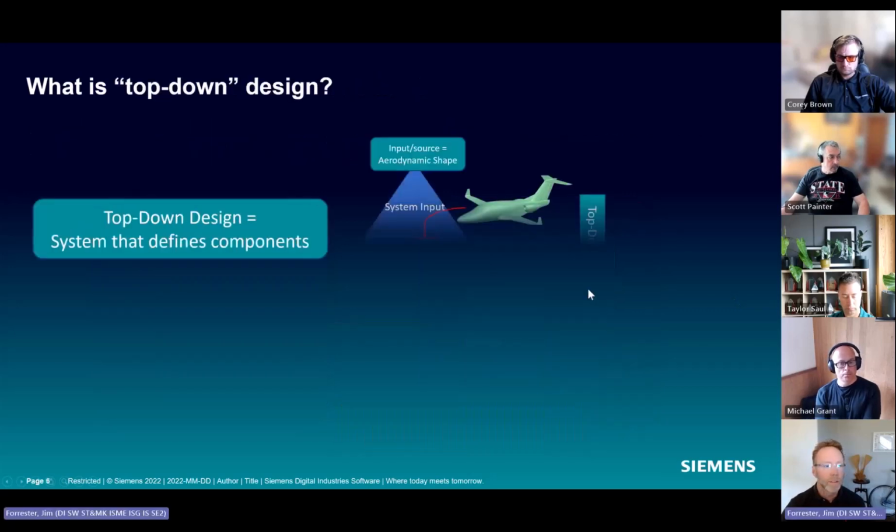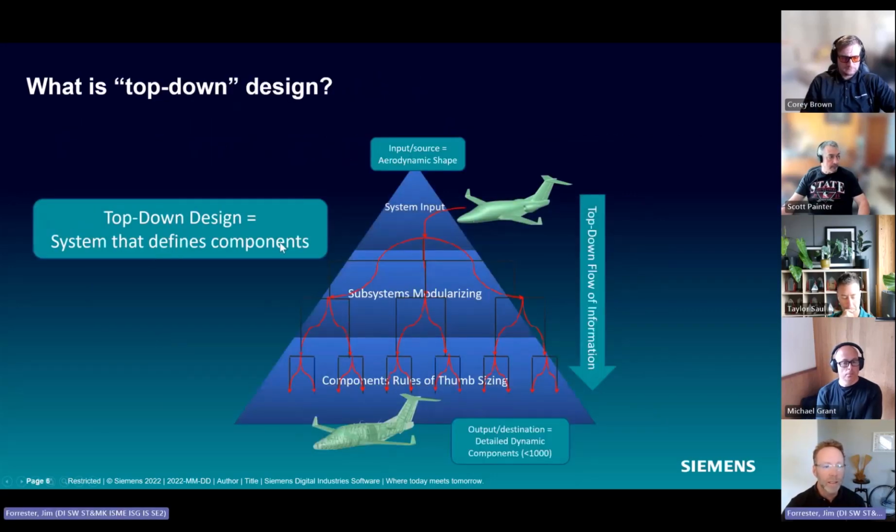Okay, what is top-down design? Top-down design is a system that defines components. And so I start off with the primary geometry of an airplane, and that geometry going through this top-down structure defines the detail structural components below. And the flow of information is from the top down to the bottom.